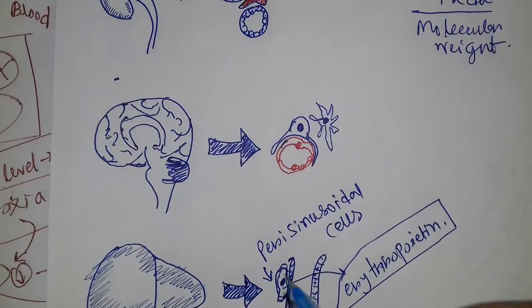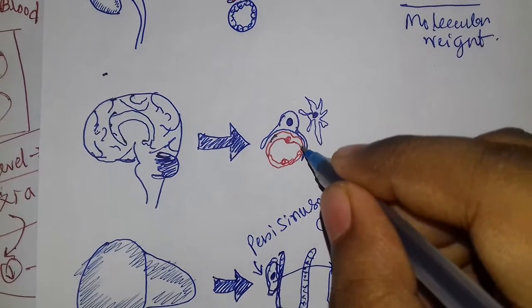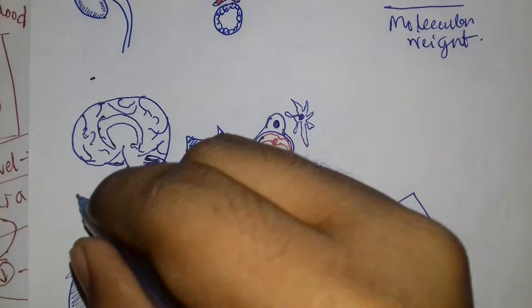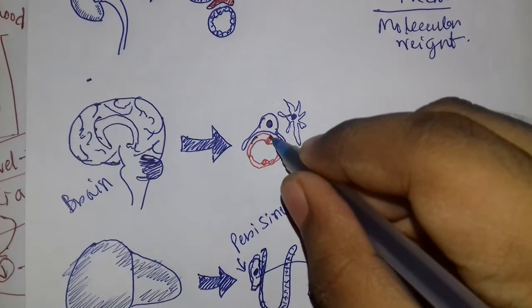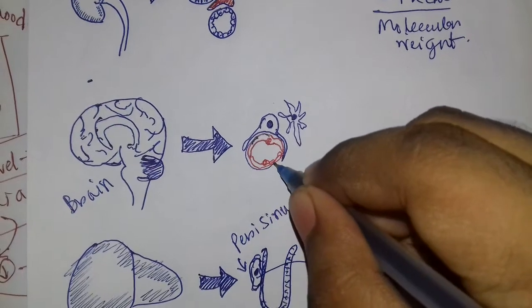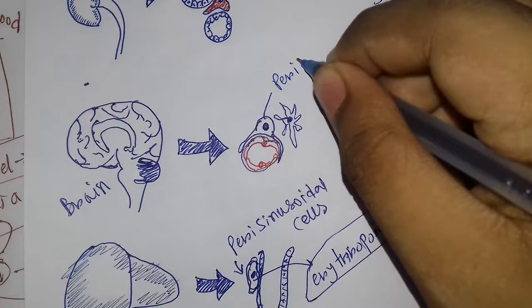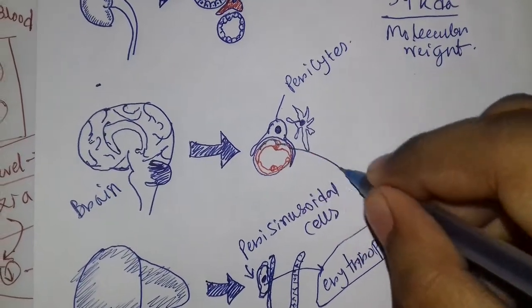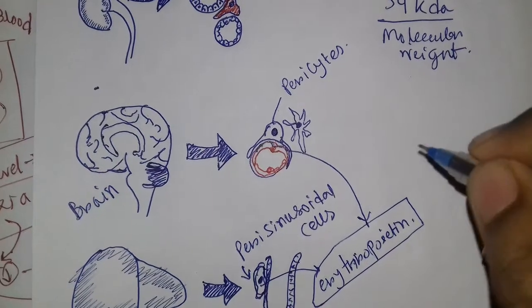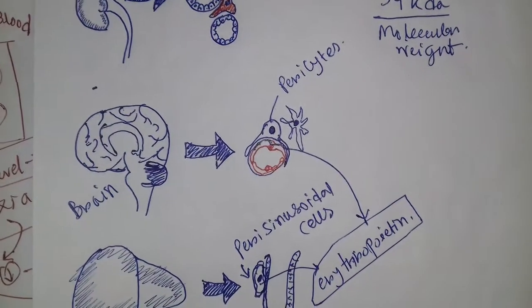Secondly, it is secreted from the pericytes in the brain. Basically they are found around the micro vessels in the brain. These are the pericytes. They also secrete this erythropoietin, of course in very small amount.